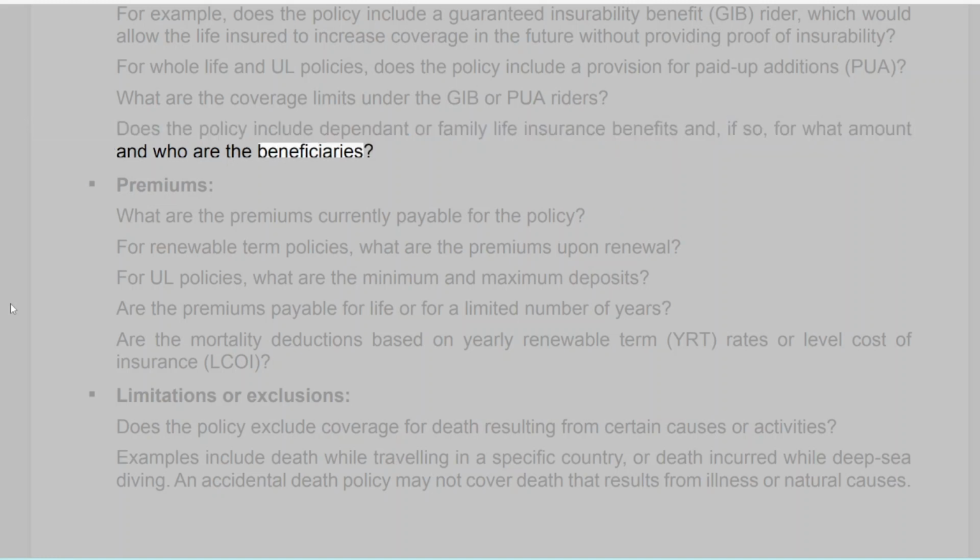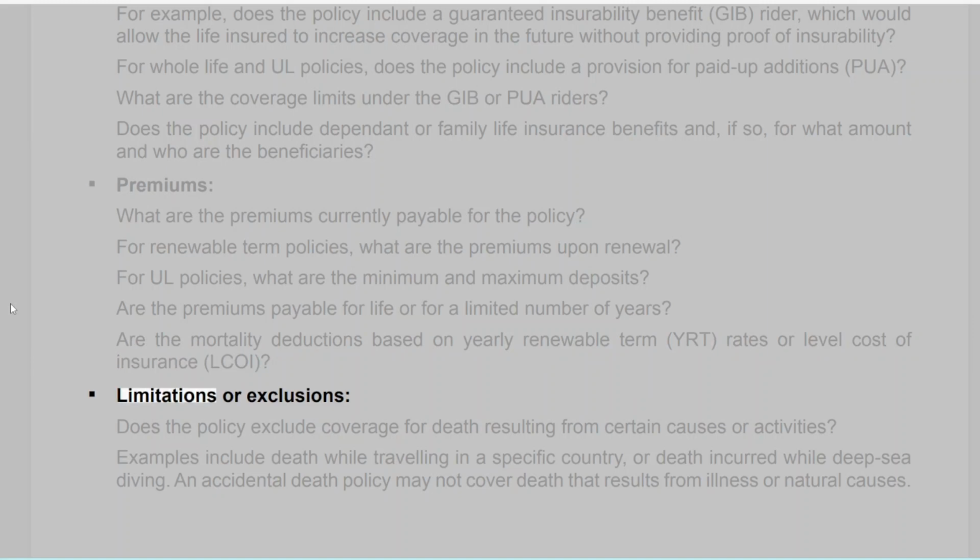beneficiaries? Premiums. What are the premiums currently payable for the policy? For renewable term policies, what are the premiums upon renewal? For UL policies, what are the minimum and maximum deposits? Are the premiums payable for life or for a limited number of years? Are the mortality deductions based on yearly renewable term, YRT, rates, or level cost of insurance, LCOI?